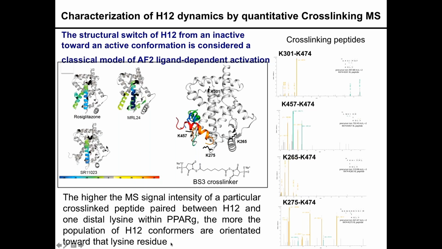So what we think is whether we can use chemical cross-linking to cross-link helix 12 to any other nearby or distal lysine, so that we can monitor the peak intensity of a particular conformer of this helix 12, in order to calculate or to see whether there's more population of helix 12 conformers around different lysine cross-linkers.